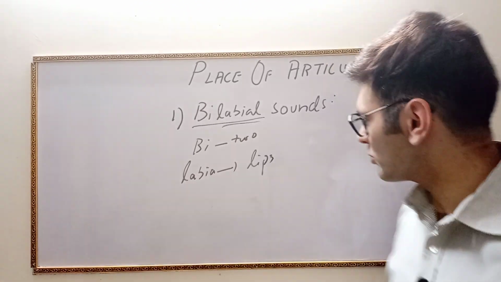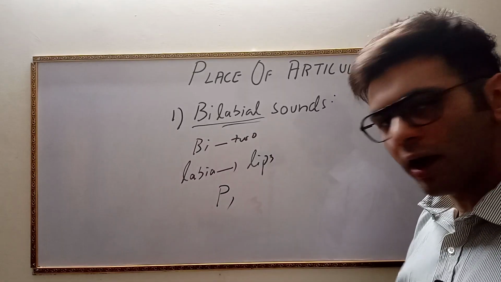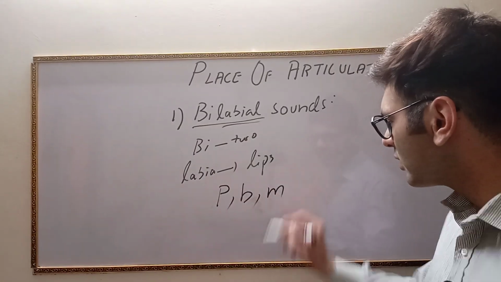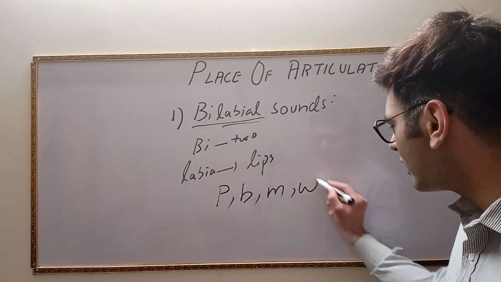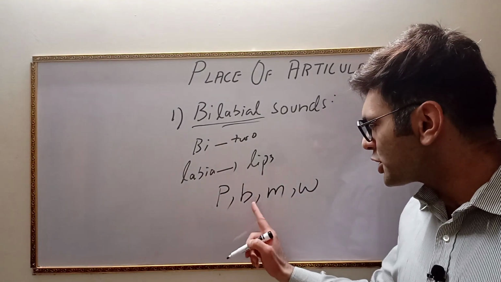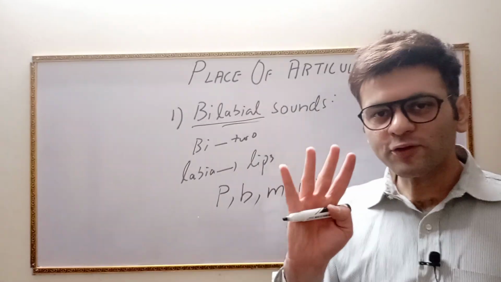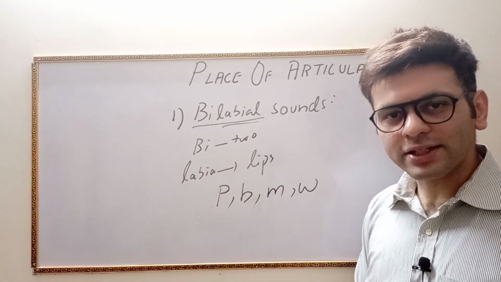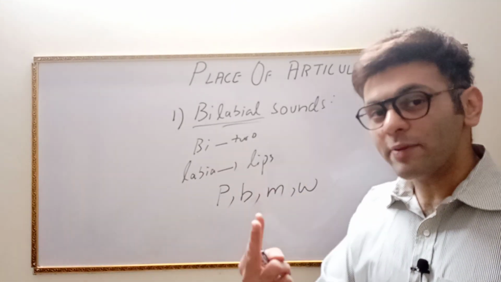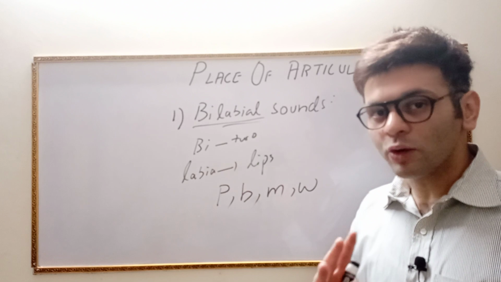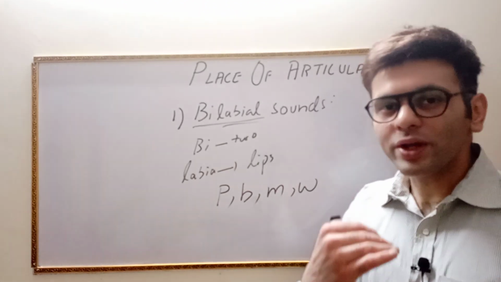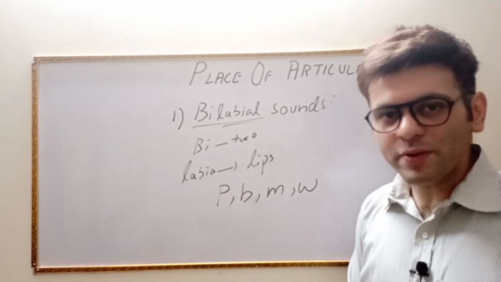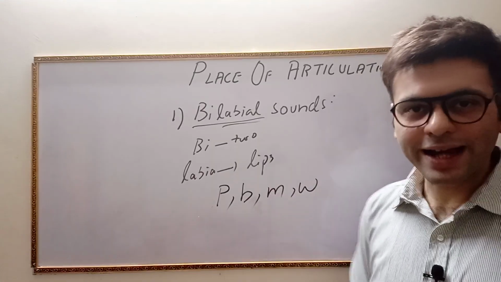Now what are those sounds? We have p, we have b, we have m, and then we have w. Now 1, 2, 3, 4. These four sounds belong to the camp of bilabial sounds. Bi means two, labia means lips. So those sounds which are articulated with the help of the lower lip and upper lip are known as bilabial sounds. That's the first classification.